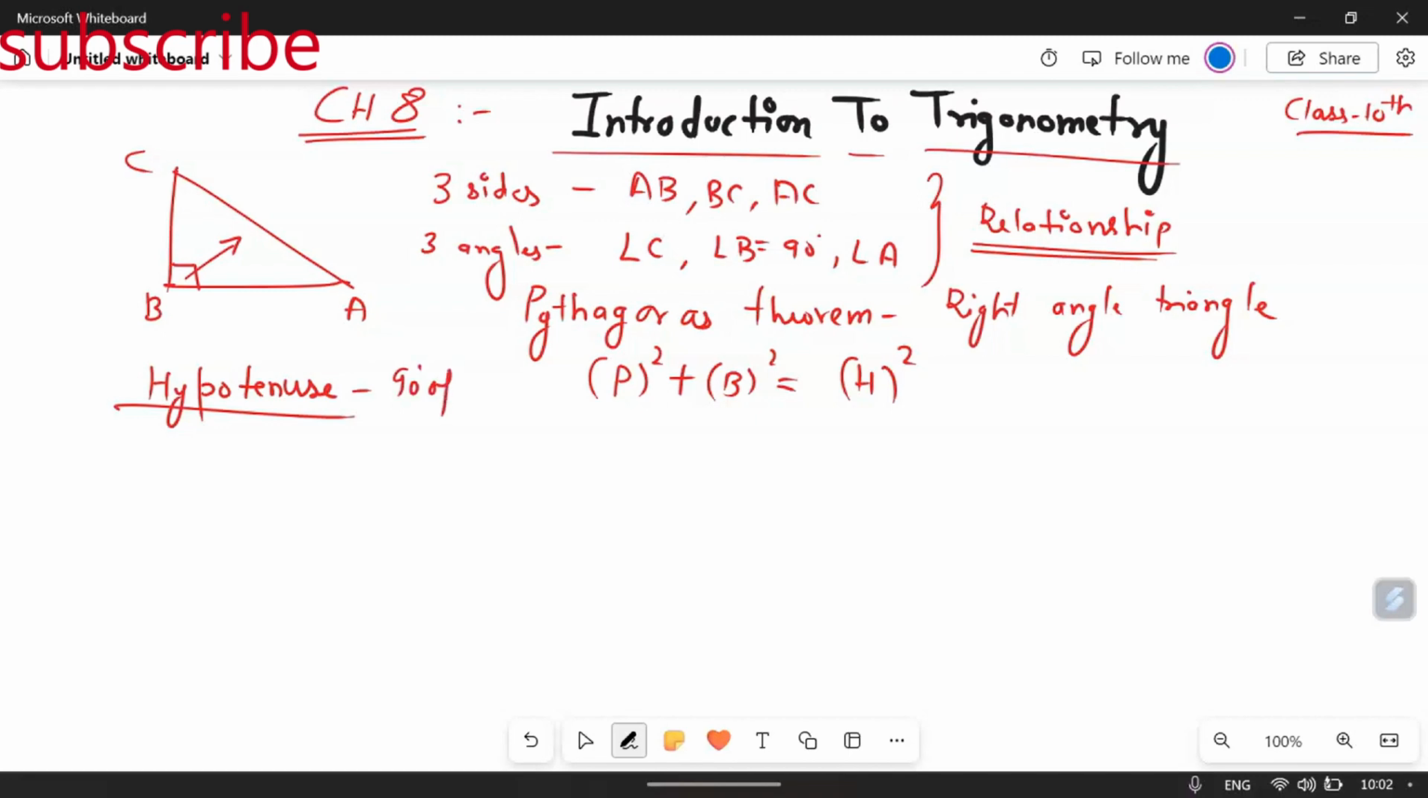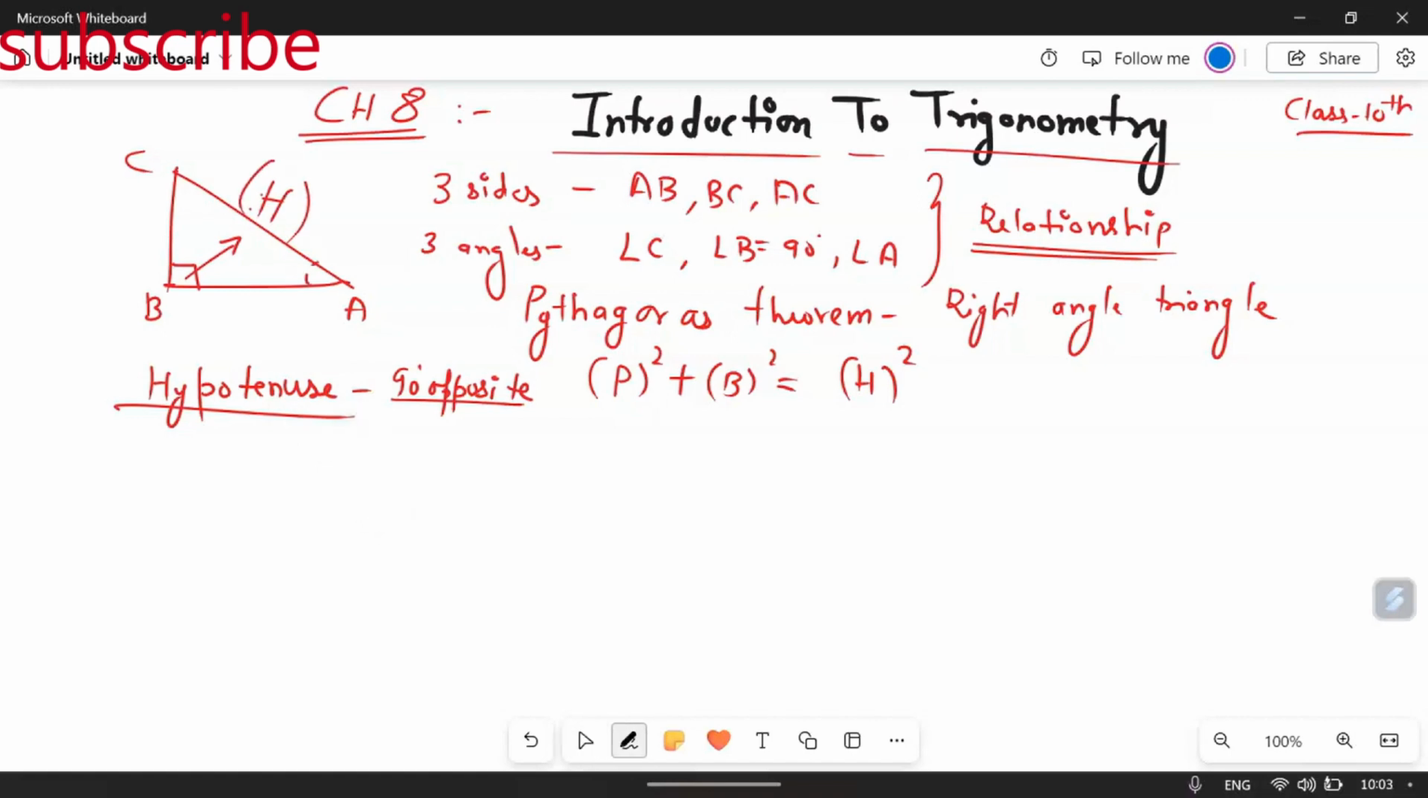It will always be opposite to 90 degrees, this is fixed, okay, because 90 degrees is the biggest angle, so the biggest side is always opposite to the biggest angle. So AC will become your hypotenuse and it is represented by capital H.